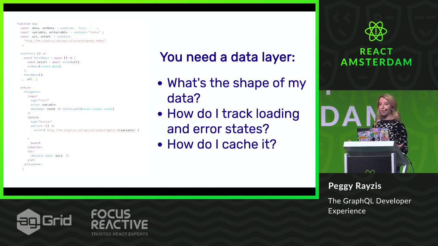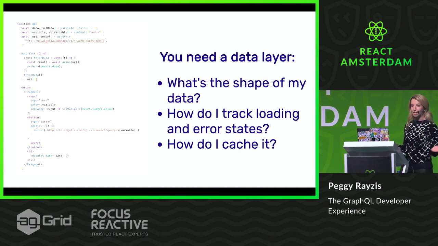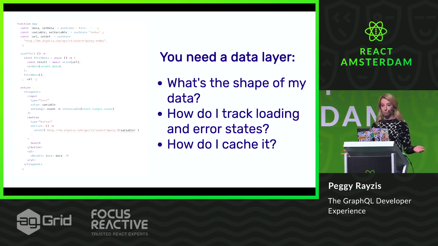So when I look at this code, a couple questions come to mind. First, what's the shape of my data? I have this data prop at the bottom that I'm passing to this results component, but I don't know what it is. In order to figure out the shape of my data, I'm either going to have to console log it, go into Postman and make an API request, or bug one of the backend developers on my team.